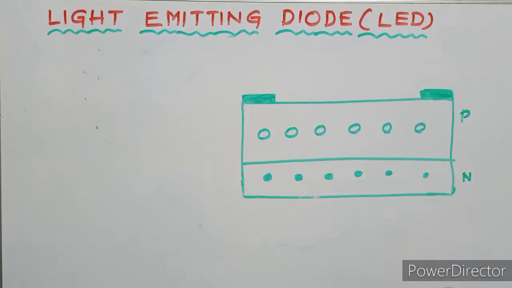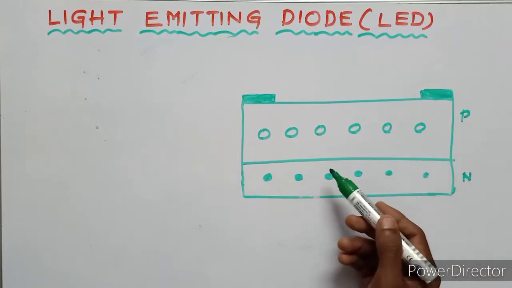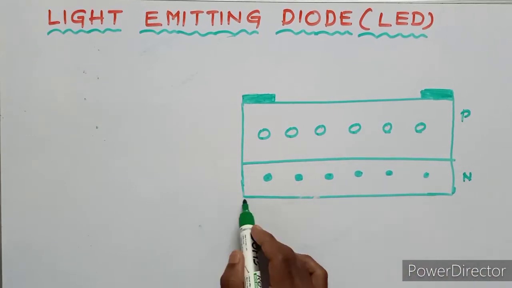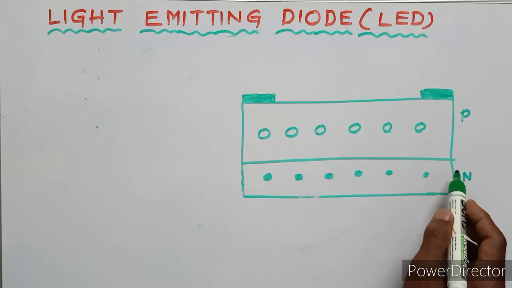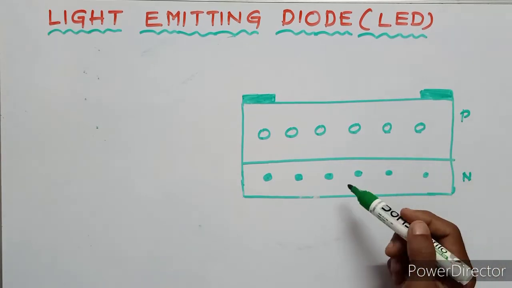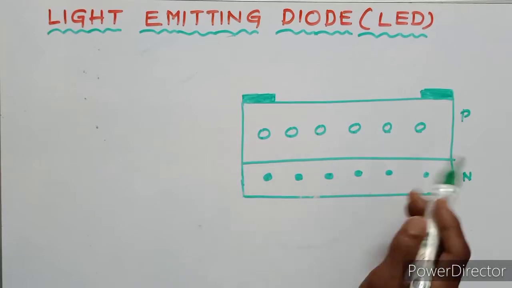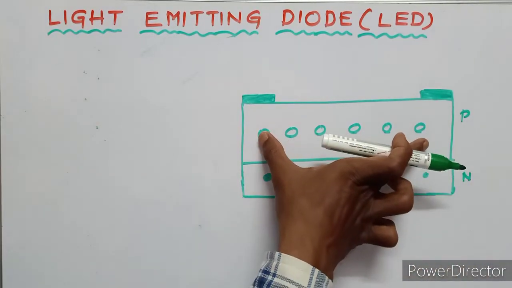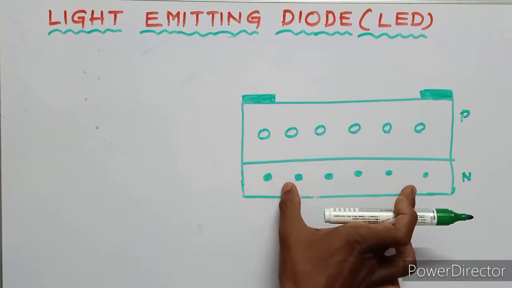Mainly, the construction of a light emitting diode. At first, the n-type layer is grown on a substrate. This is the n-type semiconductor. This is the substrate; on the substrate the n-type layer is grown. Then the p-type layer is deposited on it. This is the p-type semiconductor, deposited on the n layer.